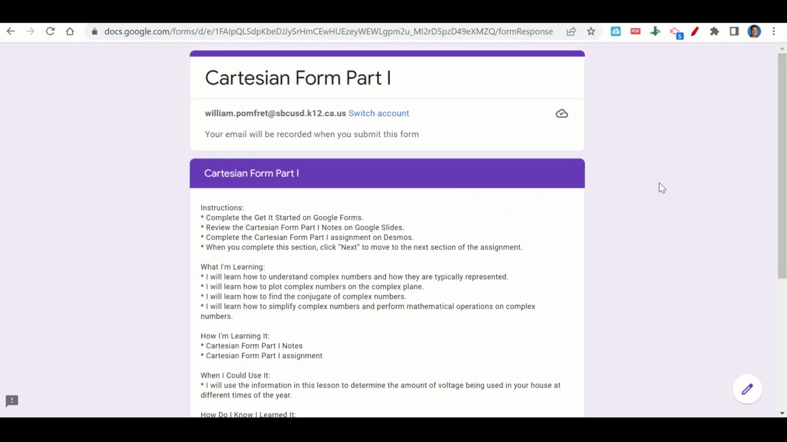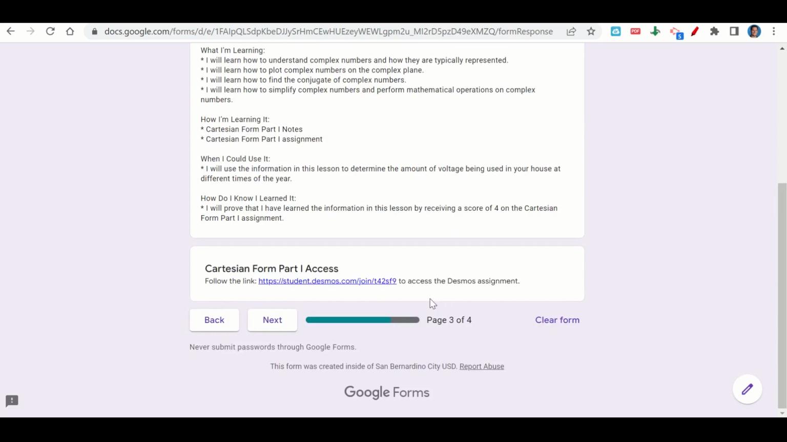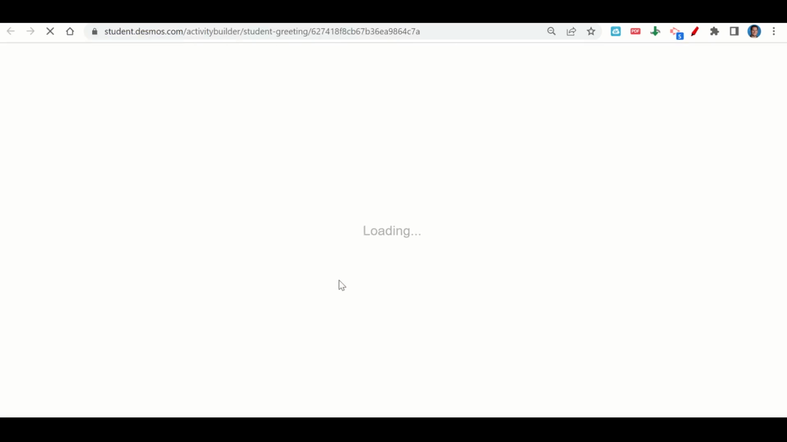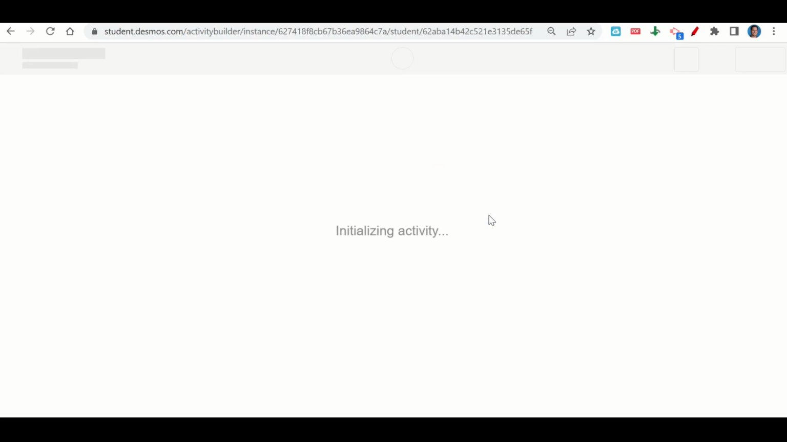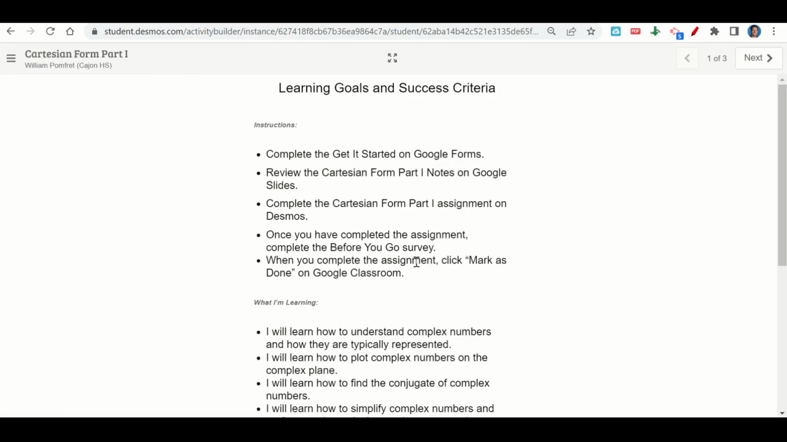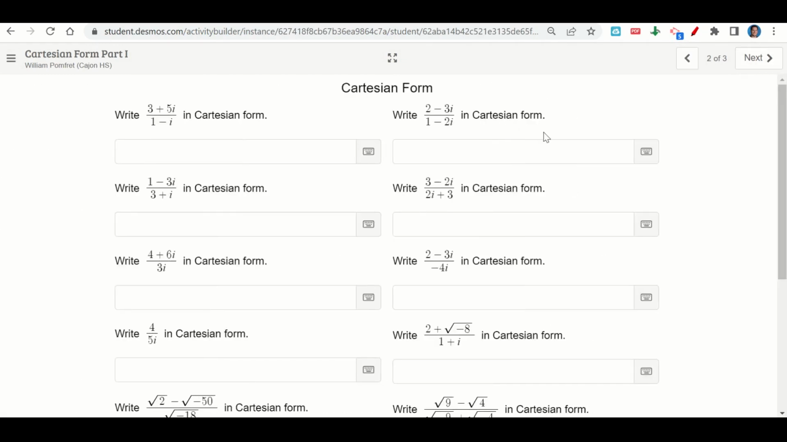Let's take a look now at the Cartesian form Part 1 assignment. The assignment begins with the learning goals and success criteria. If we scroll down, there's a link here that takes us to the Desmos activity. Go ahead and click on that link, and it should take you to a page that looks like this. We'll go ahead and click Start the Activity. The activity begins with the learning goals and success criteria. We'll go ahead and click Next.